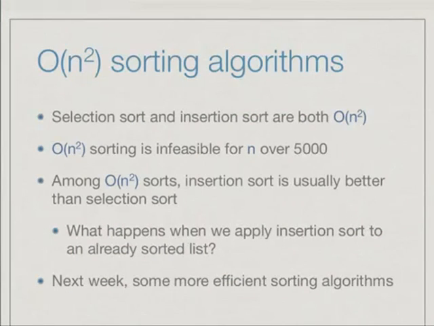So we have seen two order n squared sorting algorithms, both of which are very natural, intuitive algorithms which we do by hand when we are given sorting tasks to perform: selection sort and insertion sort. We have also seen that both of these will not work in general if we have large values of n, and not even so large if we have values of n over 5000.